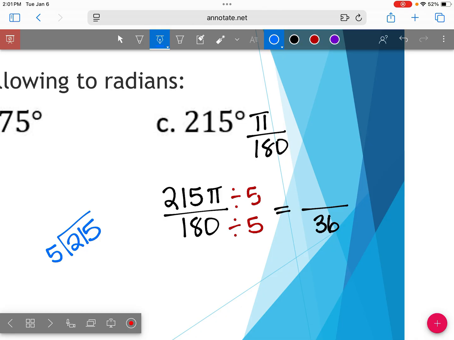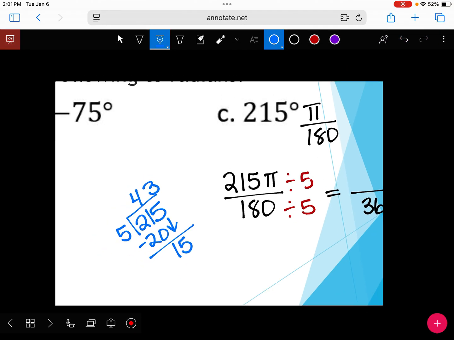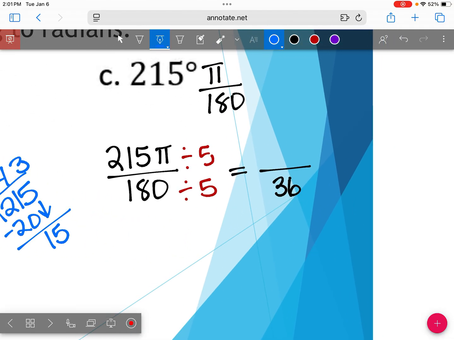All right, 5 goes into 21 4 times. 5 times 4 is 20. Subtract, I get a 1, bring down the 5. 5 goes into 15 how many times? 3. So in this answer I get 43 pi over 36. Can I go again? No. So that's your stopping ground. Your answer is 43 pi over 36.